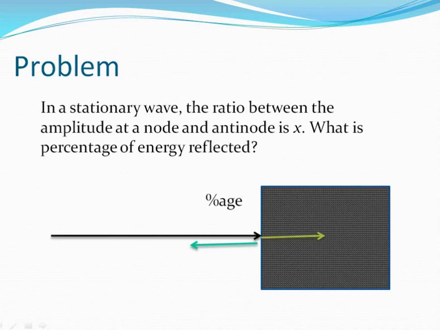In a stationary wave, the ratio between the amplitude at a node and an antinode is x. What is the percentage of energy reflected? Well, they're saying that there's this incident wave, some part of the incident wave is being reflected, some part is being transmitted. The ratio of the amplitude at a node and antinode in the stationary wave formed here is x. We have to calculate the percentage of energy that is reflected back. How will we do it?